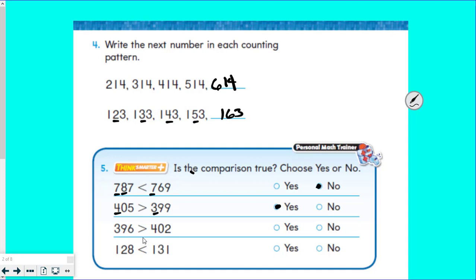396 is greater than 402. Again, looking at these hundreds right away, I can see there's more hundreds in the second number. So this number should be greater, right? It should be pointing that way. So this one's a no. And the last one, the hundreds are the same. But then I look at the tens, there's more tens in this one. So that means this number is greater. So 128 is less than 1. Yep, that's correct. Okay, let's scroll down.